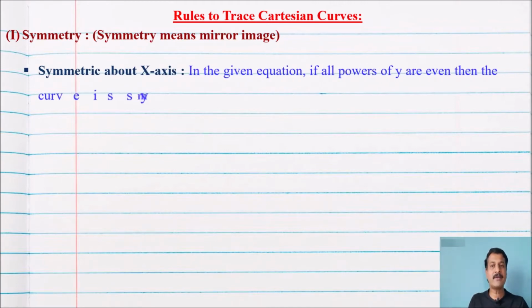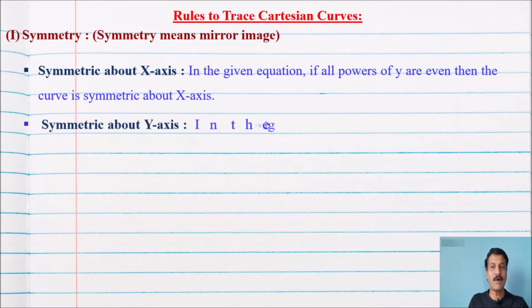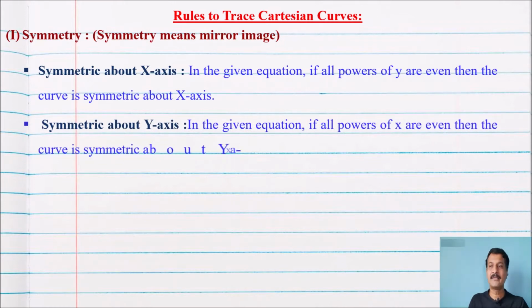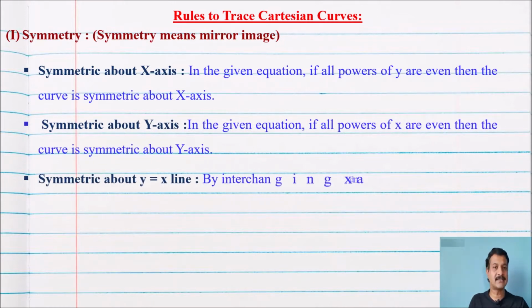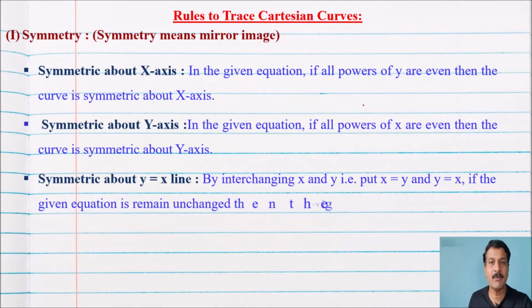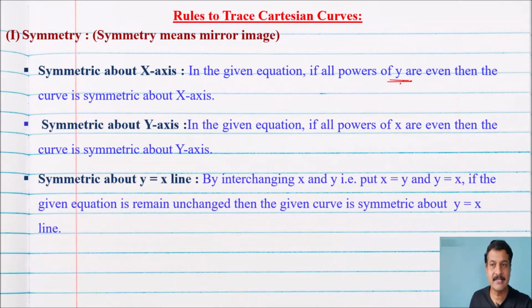If in the given equation all powers of y are even, then the curve is symmetric about the x axis. Similarly, if all powers of x are even, then the curve is symmetric about the y axis. So the opposite here: if all powers of x are even, then symmetry about the y axis, and if all powers of y are even, then symmetry about the x axis.